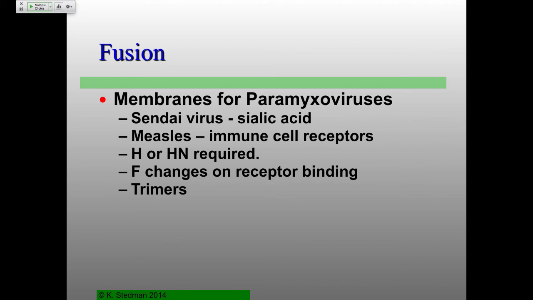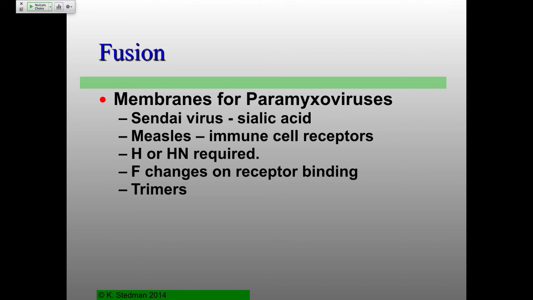The hemagglutinin, or hemagglutinin neuraminidase, turns out the different paramyxoviruses actually have, some have the neuraminidase, some don't. Let's just call it the receptor binding protein. And then, of course, F changes on receptor binding, and lo and behold, when you look at these structures, they're trimers as well. So class one, really typical kinds of fusion proteins.